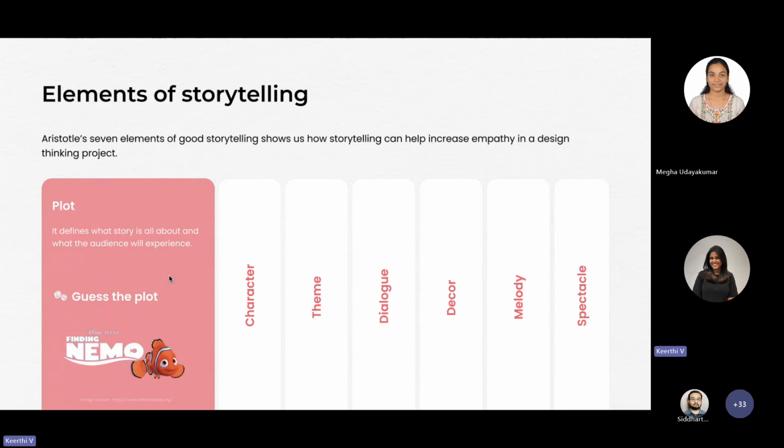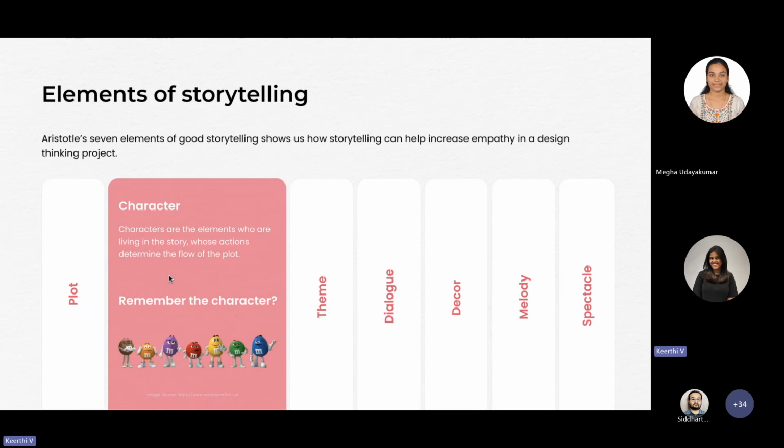So sometimes the plot might be strong enough for the user to just remember what the movie was all about. But if the plot is not strong enough, we would not be able to understand what the user is going to experience. And for that, the user might even lose interest. So we need to actually construct the plot because that is the first impact the user is going to get.